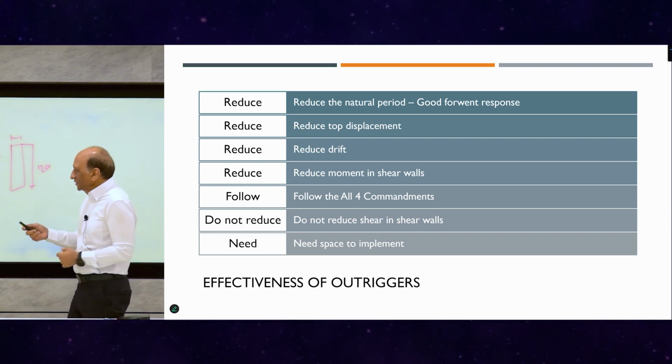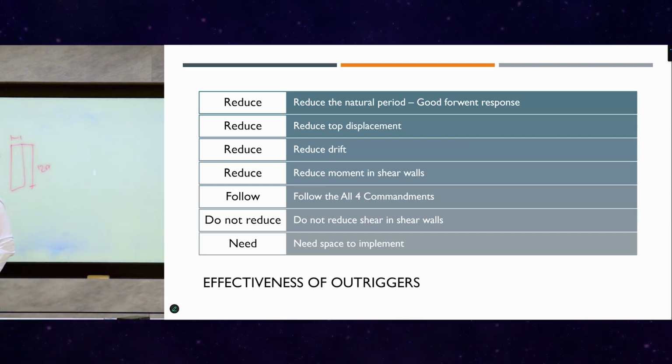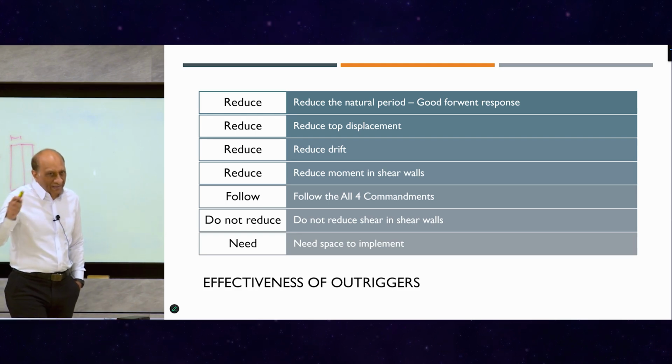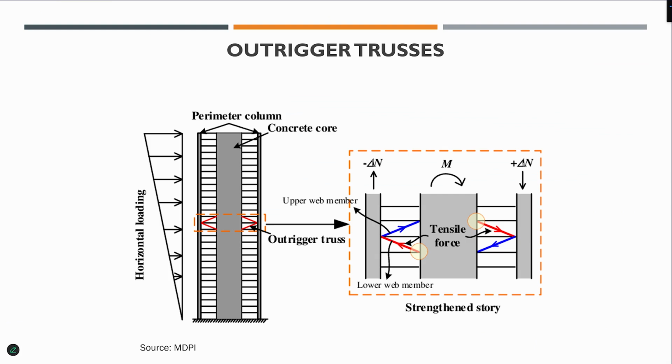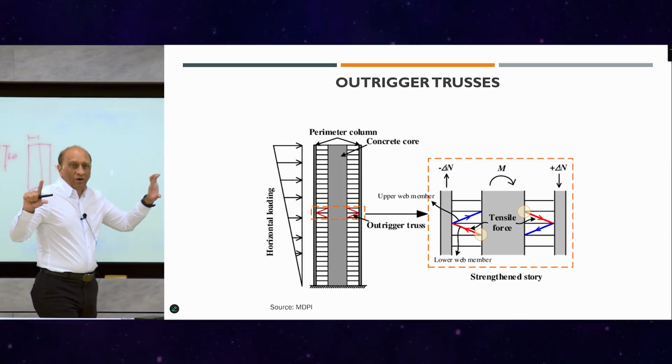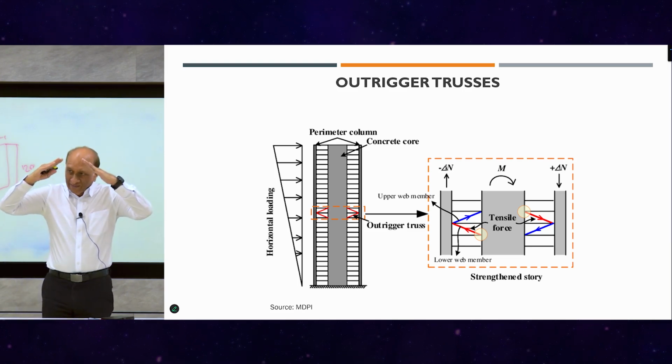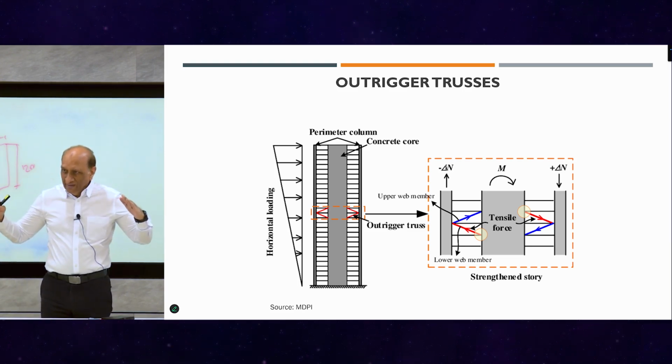Okay. So this is, and then need space to implement. That's the problem. That's the challenge. So this is kind of a summary of the use of the outriggers. And sometimes we can replace the outriggers by trusses, as I mentioned to you, by 2 floors of truss, 1 in tension, 1 in compression. So when you do that, it becomes a truss, always 1 in tension, 1 in compression in each direction. So this is a very common configuration. Instead of using a solid wall to connect, we put diagonal strut members so people can walk.